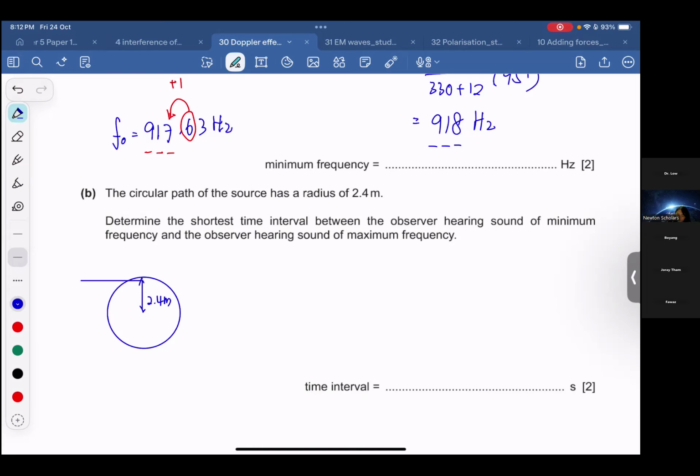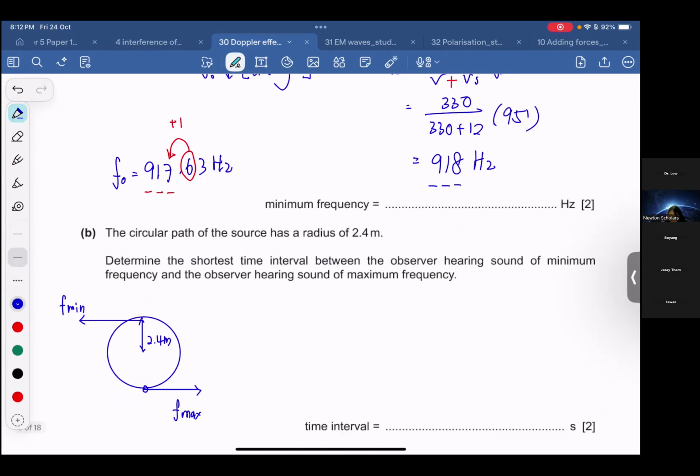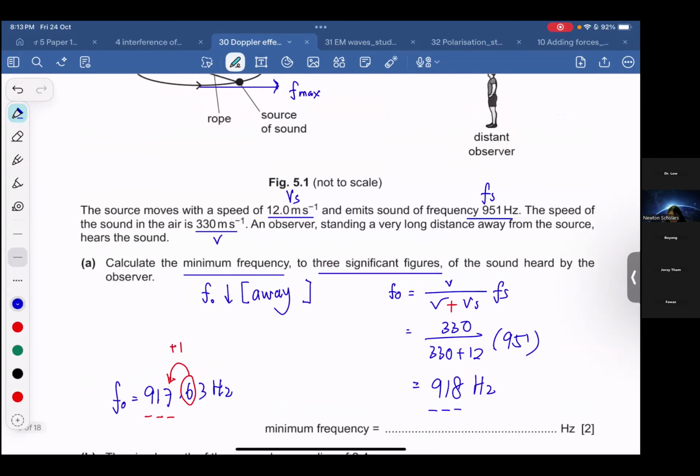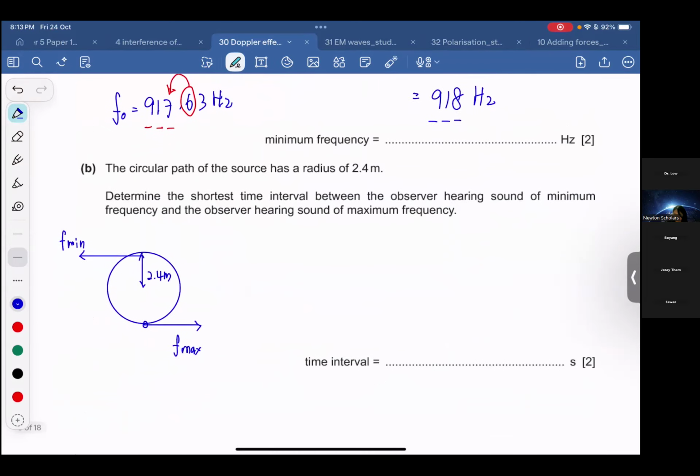Minimum frequency, maximum frequency. So label here: towards you is maximum frequency, away from you is minimum frequency. From the time we hear the maximum frequency to the time we get the minimum frequency, what is the time interval between them? How can this be solved? How fast do they travel? 12 meter per second.